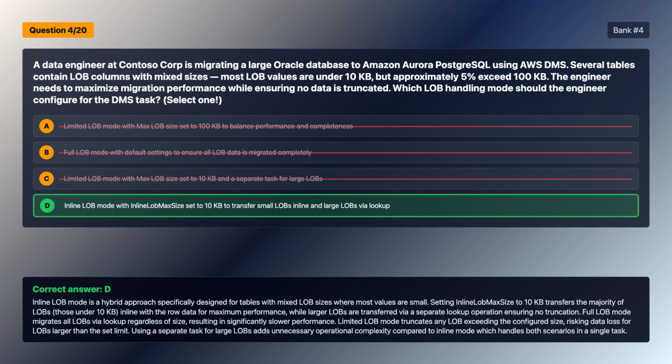Full LOB mode migrates all LOBs via lookup regardless of size, resulting in significantly slower performance. Limited LOB mode truncates any LOB exceeding the configured size, risking data loss for LOBs larger than the set limit. Using a separate task for large LOBs adds unnecessary operational complexity compared to inline mode, which handles both scenarios in a single task.